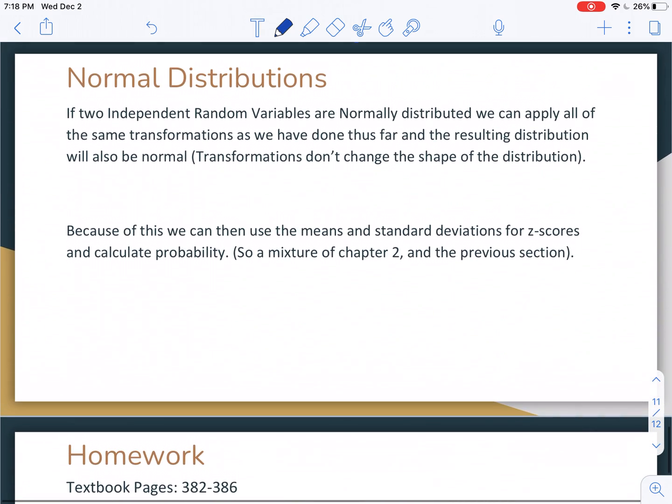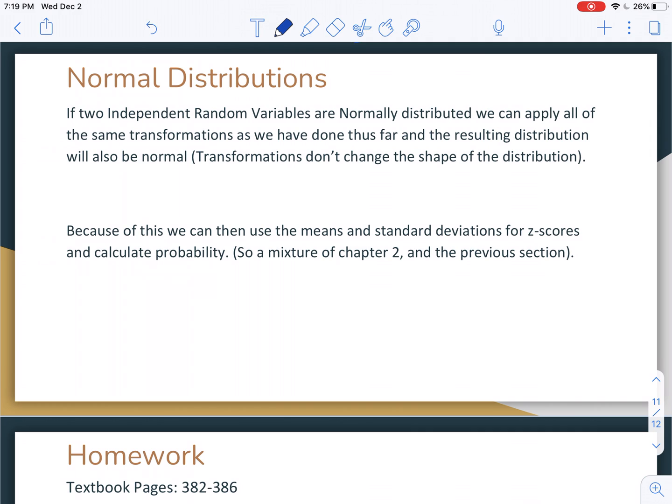All right, last thing, normal distributions. If two random independent variables are normally distributed, we can apply all the same transformations and the resulting distribution will also be normal. This only works if they're both normal. If you're looking at two things, one is normal and the other is not, that distribution is not going to be normal. But adding two normal distributions together keeps that new result as normal.